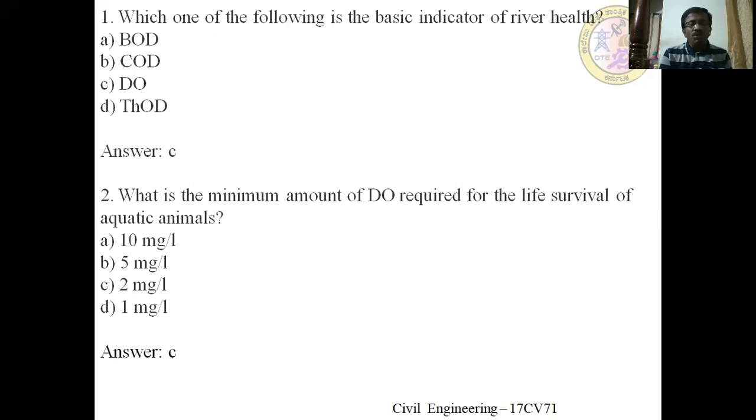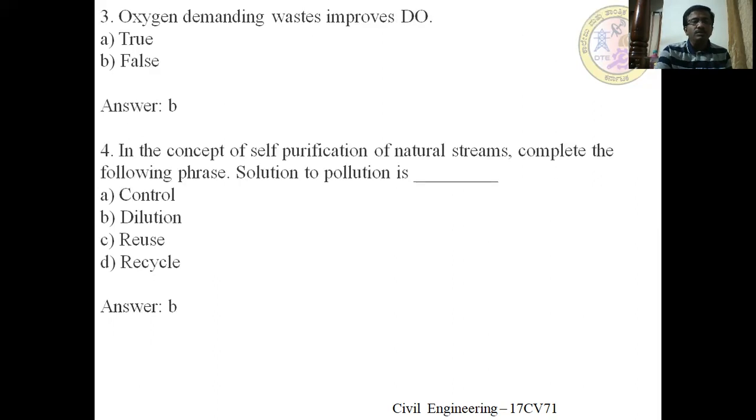What is the minimum amount of DO required for the survival of aquatic animals? Usually it is 2 mg per L, but it mainly depends upon the type of aquatic life. Some of the fishes are very sensitive, and some have the capacity to withstand even 2 mg per L. Some fishes have the capacity only down to 5 mg per L. Below that, it may lead to death.